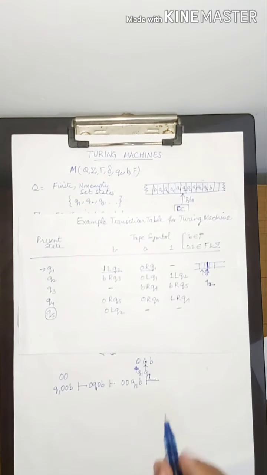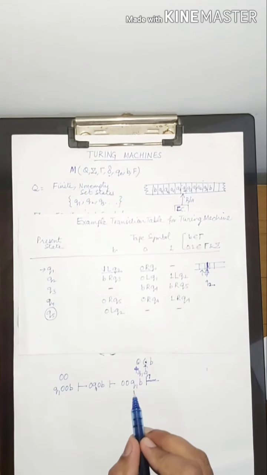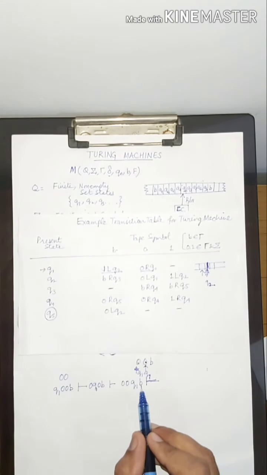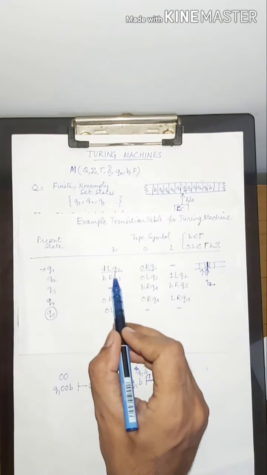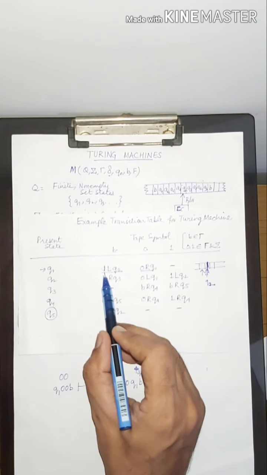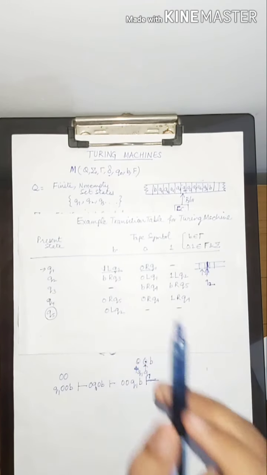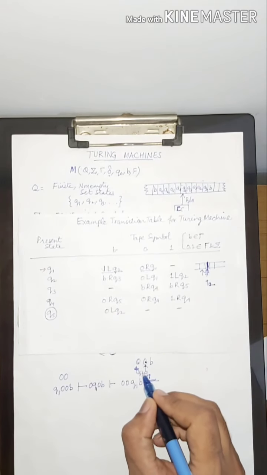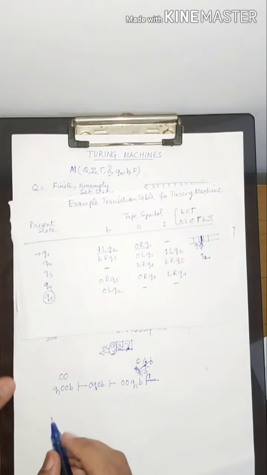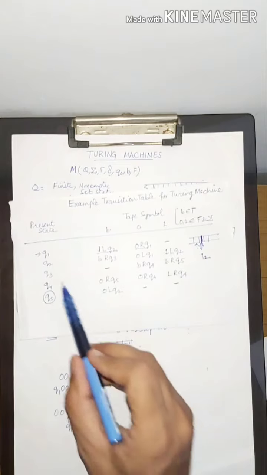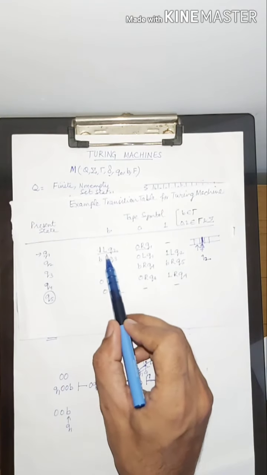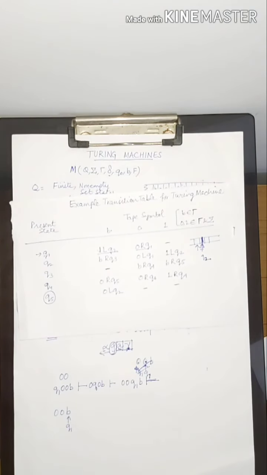What next? This time there is a little change. The state is Q1 and the symbol under the head is B. So we will go for the Q1 B combination. For this you have 1 L Q2. So the scene at present is 0 0 B. So Q1 B, 1 L Q2, this is the move we are to go to.